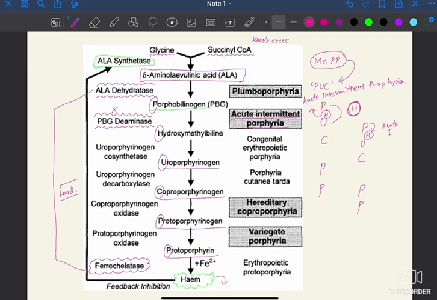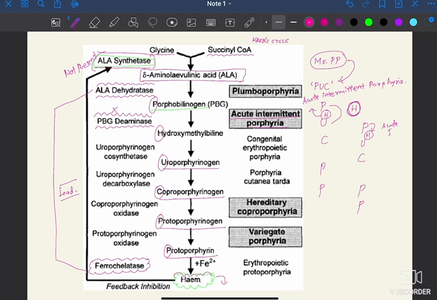As I had already mentioned, heme normally shows feedback inhibition to the ALA synthase enzyme. So ALA is not formed in excess. But when heme itself is not formed in lead poisoning, that is, the ferrochelatase enzyme is inhibited as well as the ALA dehydratase enzyme, the negative feedback from heme to ALA synthase is not present. So ALA synthase has more action and more ALA is formed.